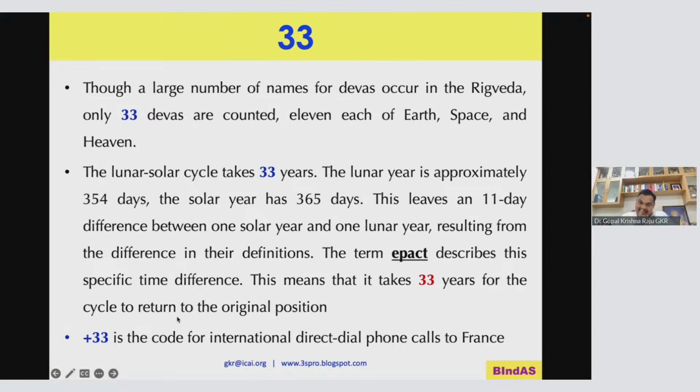So every 33-year calendar will be the same. And we have 33 devas. The large number of devas are there in Rigveda. 33 devas are counted: 11 on earth, 11 in space, and 11 in heaven. So therefore 33 is very special, very, very special.